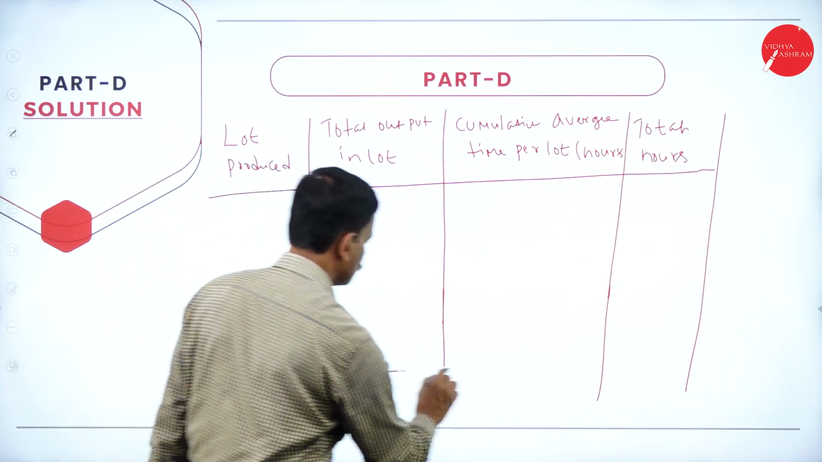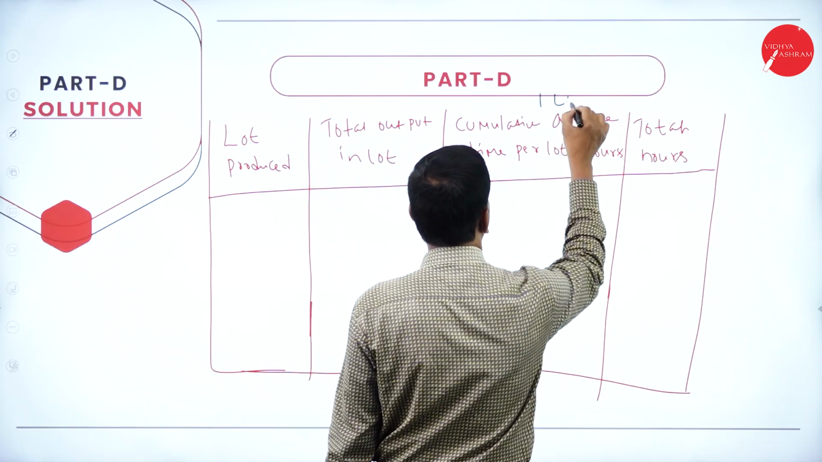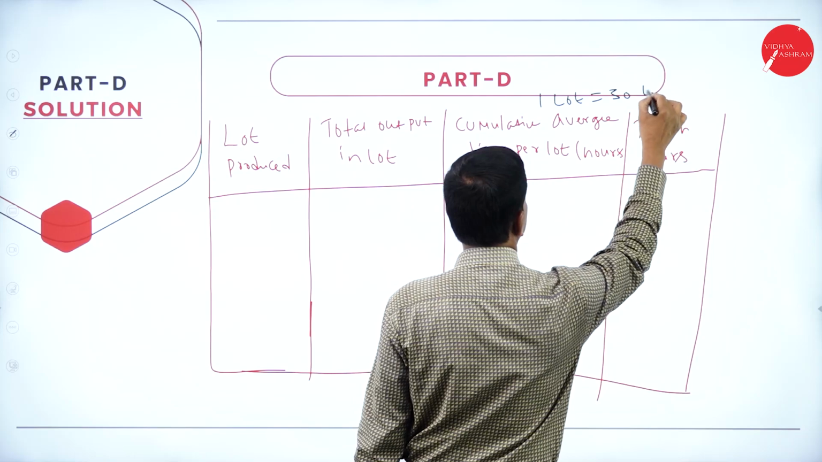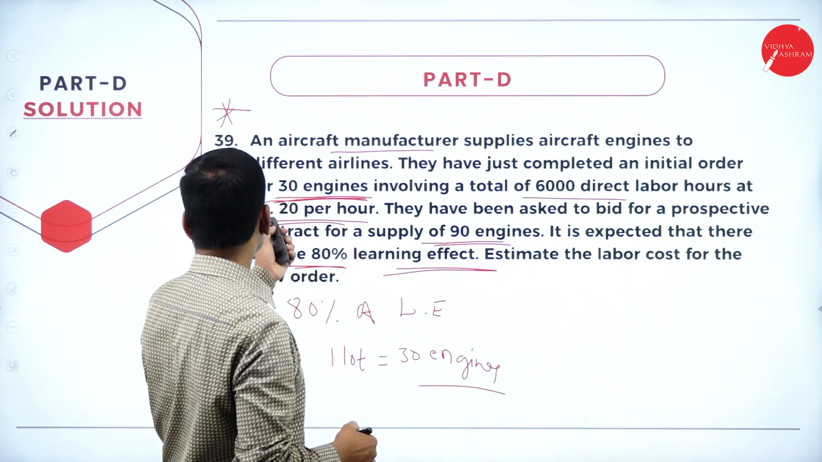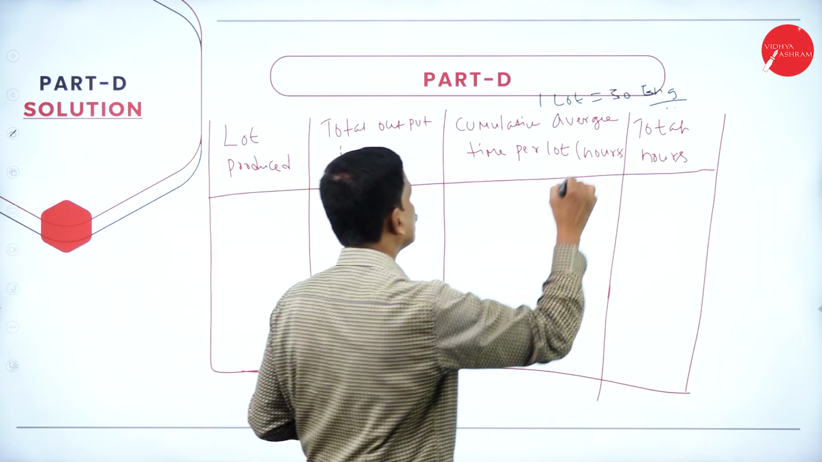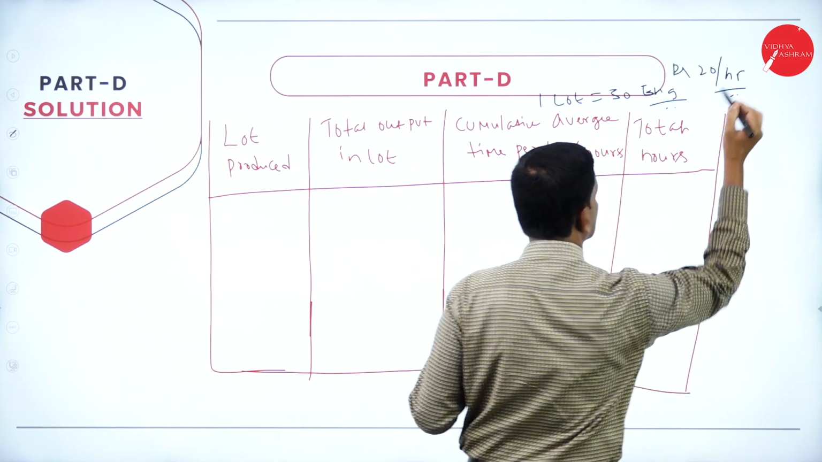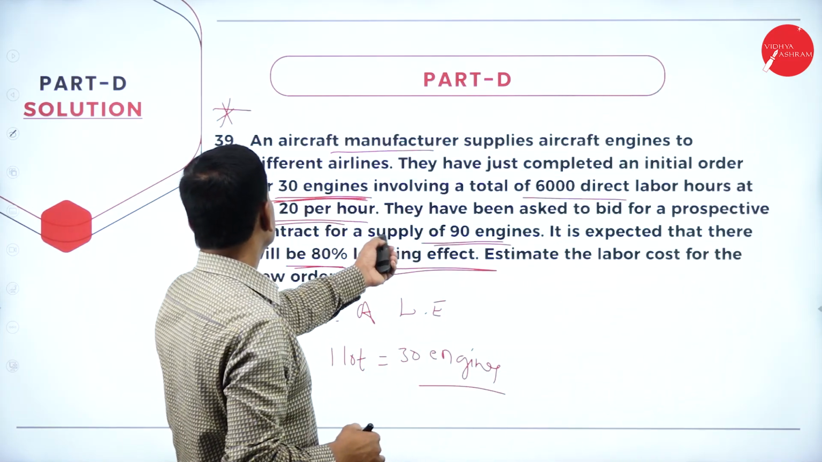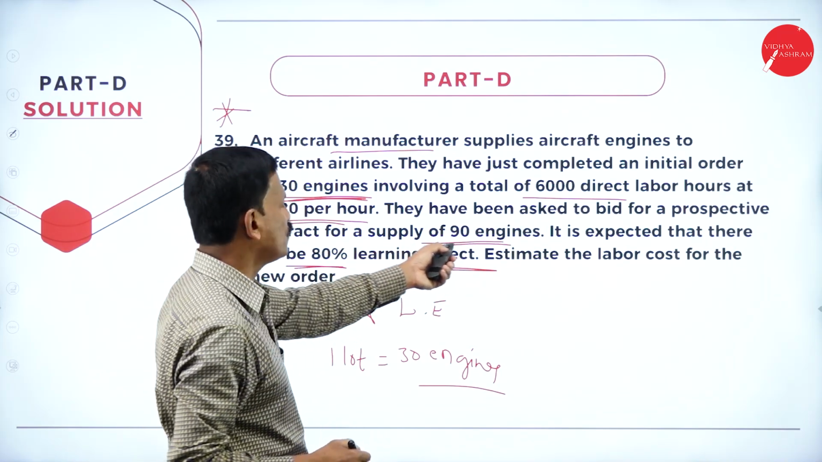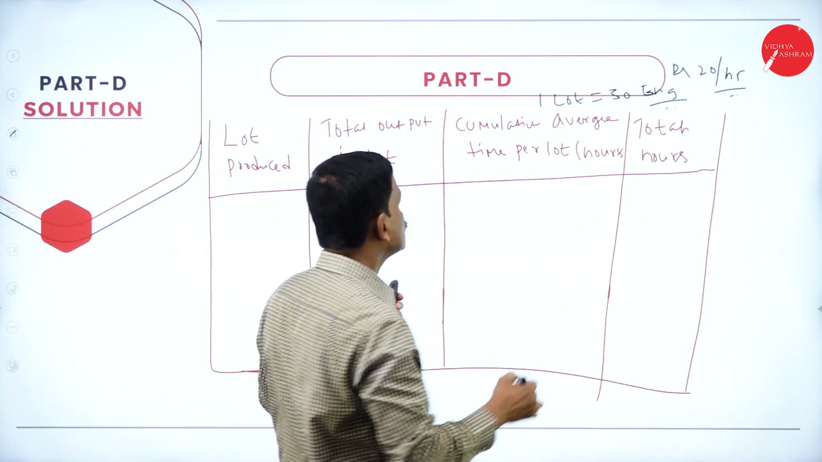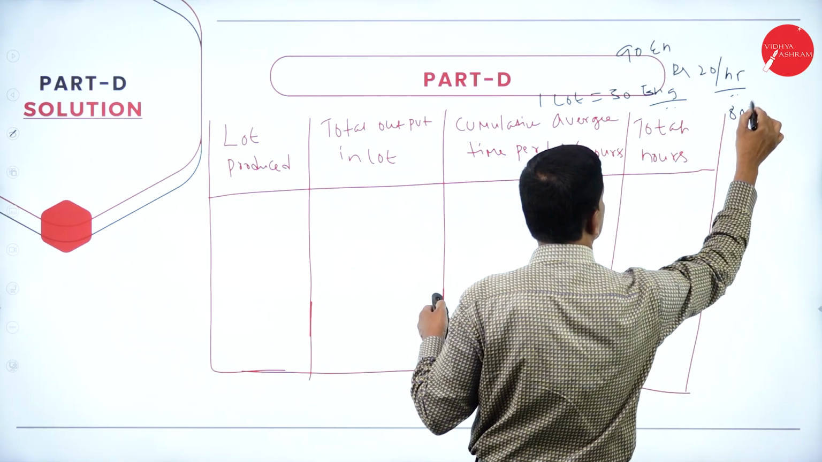So what is one lot? One lot is equal to 30 engines. And what is given? The cost is rupees 20 per hour. So we have to calculate for the prospective contract for a supply of 90 engines. The learning effect is 80%.